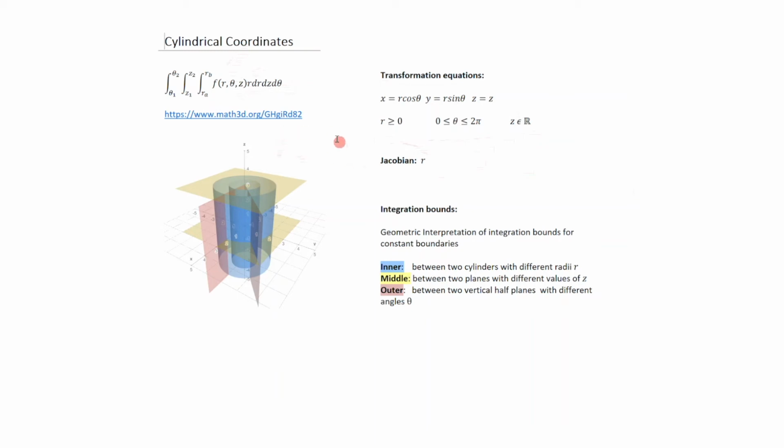So in this case, if we're dealing with constant boundaries on the integrations, the inner, middle, and outer integrals, if it's basically from one value of r to another value of r, that means we're talking about an inner cylinder and an outer cylinder. So these, don't forget, are now surfaces, but cylindrical surfaces. Z1 to Z2 would be two parallel plates sitting at different values of Z. So these are the two yellow ones.